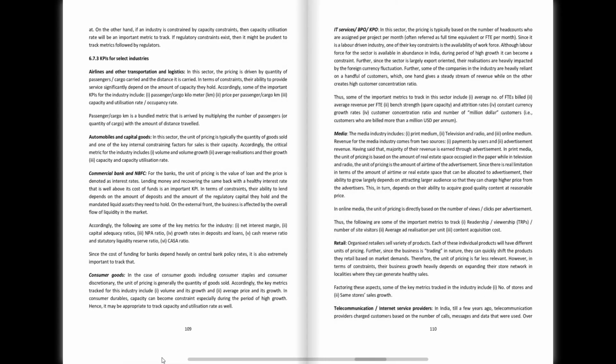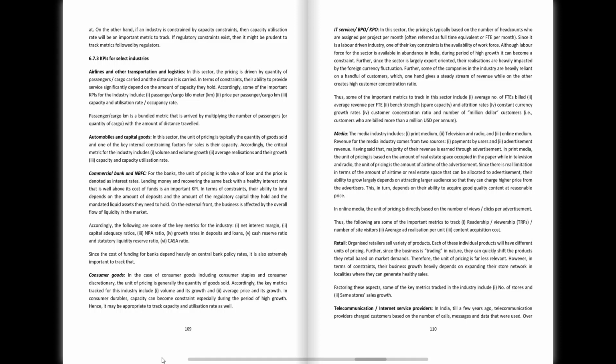On the other hand, if an industry is constrained by capacity constraints, then capacity utilization rate will be an important metric to track. If regulatory constraints exist, then it might be prudent to track metrics followed by regulators. KPIs for select industries. Airlines and other transportation and logistics.